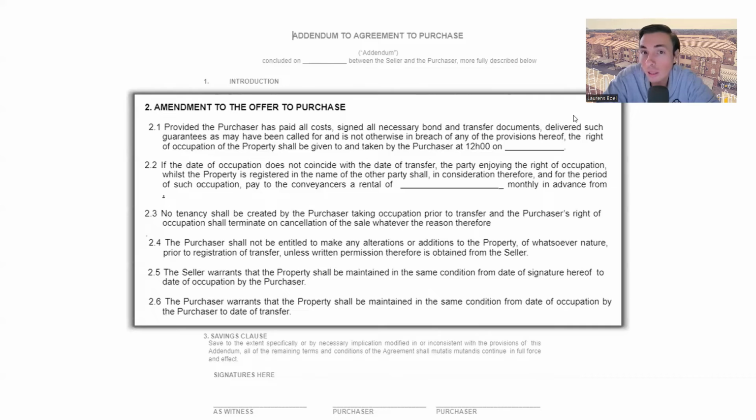If you were looking at doing the flipping strategy, you probably want to remove that clause, because the whole point of doing an early occupation is to get in there, renovate it quickly so that you can take the property back to market.